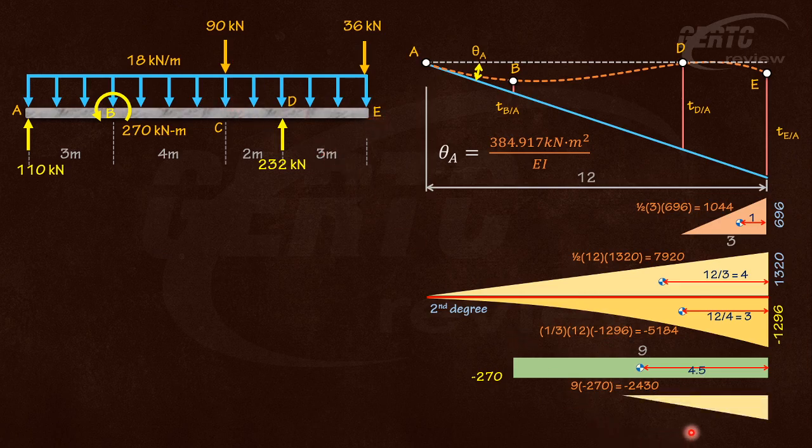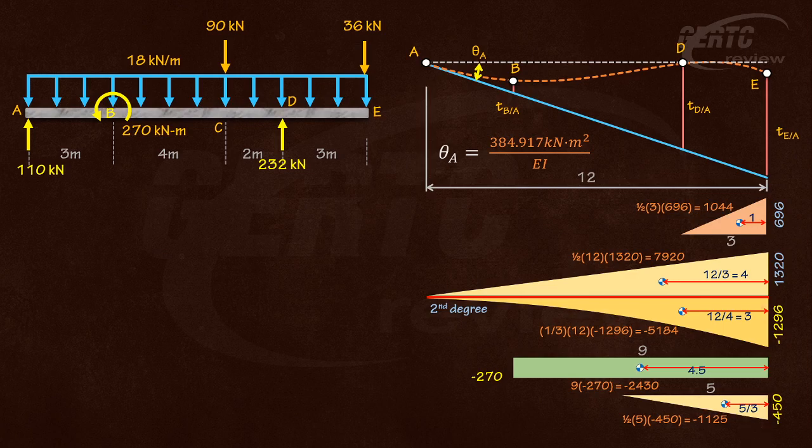And the concentrated load of 90 from E will be 90 times 5. That's the first degree curve. 90 times 5 is negative 450. Then the area is 1/2 times 5 times negative 450, so negative 1,125. And then the centroid is 1/3 of 5 from this side, from E, so that's 5 over 3.